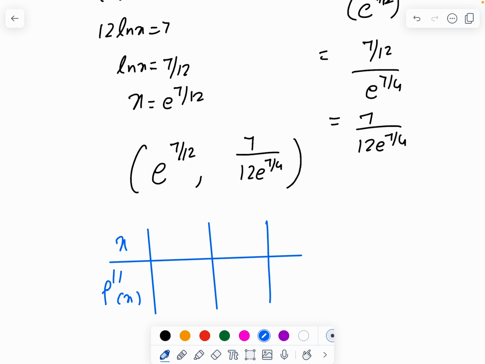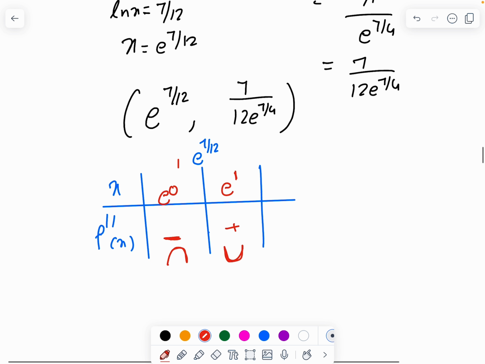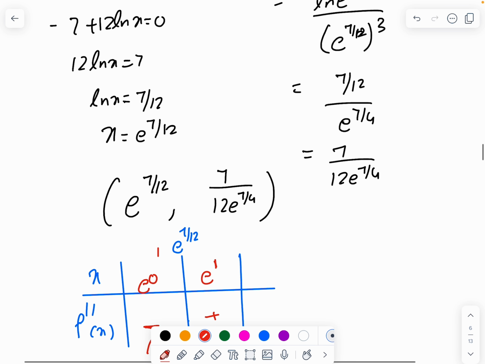f double prime of x at x = e^(7/12) is nothing but 0. Now consider values less than e^(7/12) and more than e^(7/12). When I take e^0, the second derivative becomes negative, so it is concave down. Then I take e^1, and it becomes positive, so it is concave up. So you can see that the concavity changes from negative to positive in the second derivative.